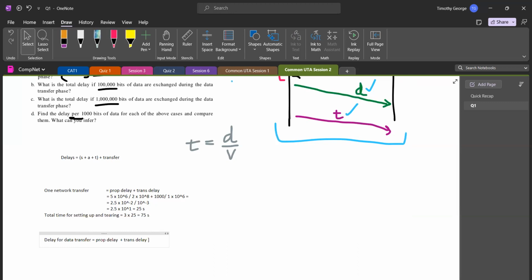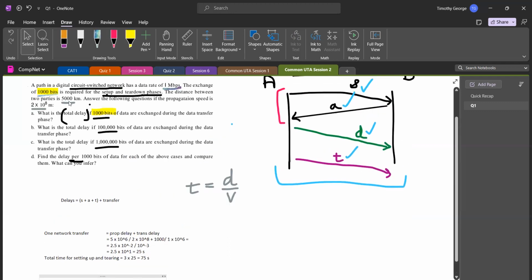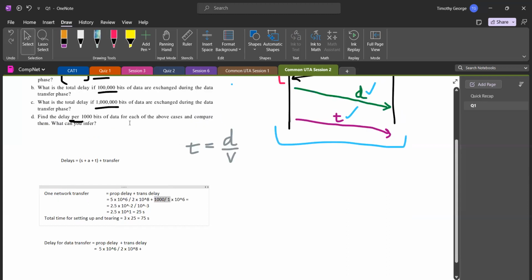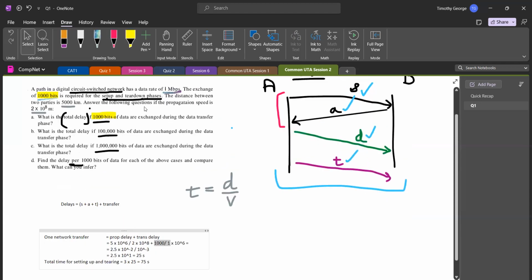But what is the difference here? So what is the propagation delay here? It does not change. So we still have 5000 and 2 to the 10 to power 8. Let's just copy that actually. What is the transmission delay? Bits by Mbps, right? How many bits?